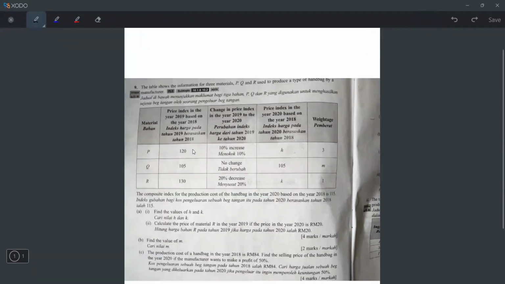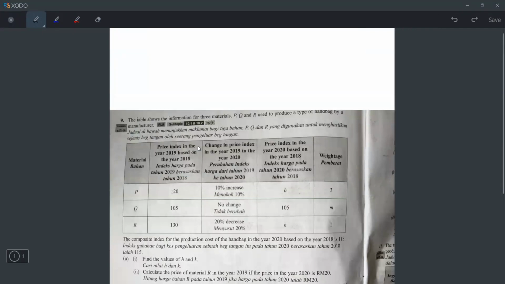Let's zoom in. Okay, number 9. The table shows the information for 3 materials, material P, Q, and R, used to produce a type of handbag by a manufacturer. Wow, they give you so many columns for this. Wow, it's so many years. So try to label it so you don't get confused. What's the first column here?